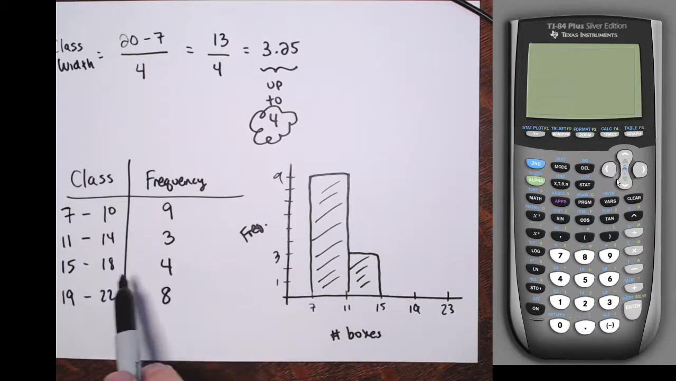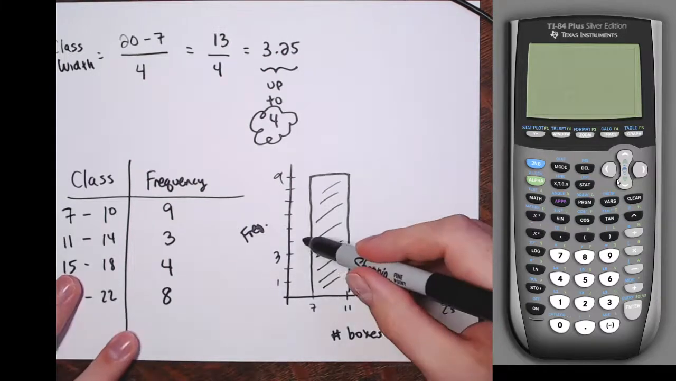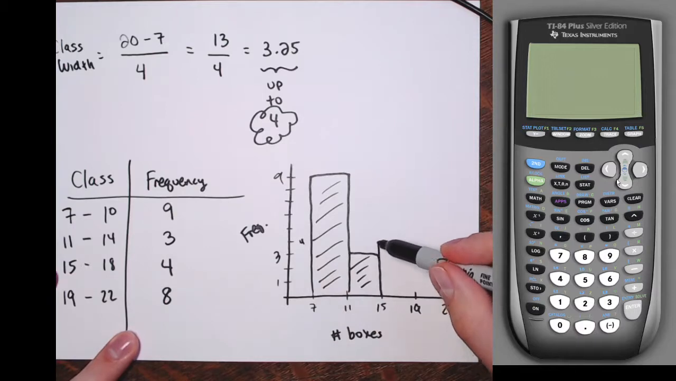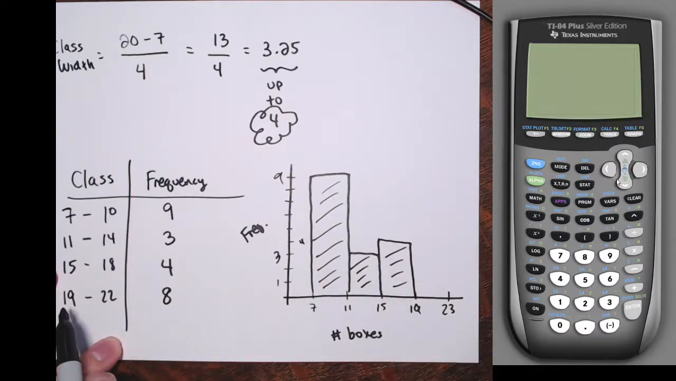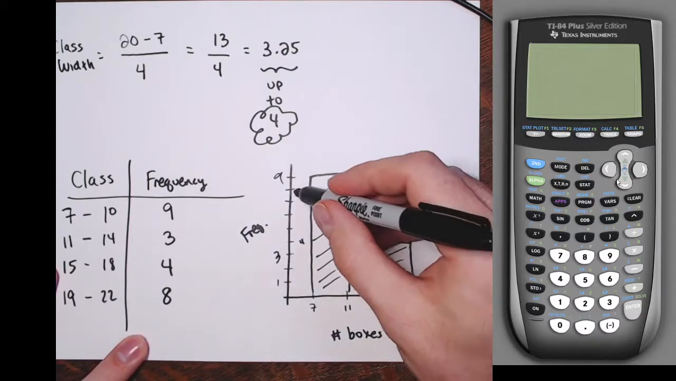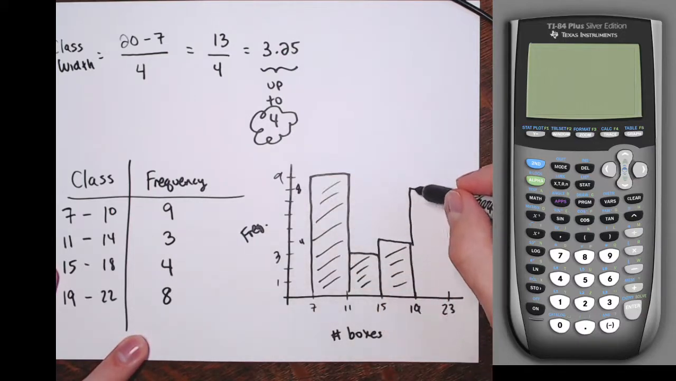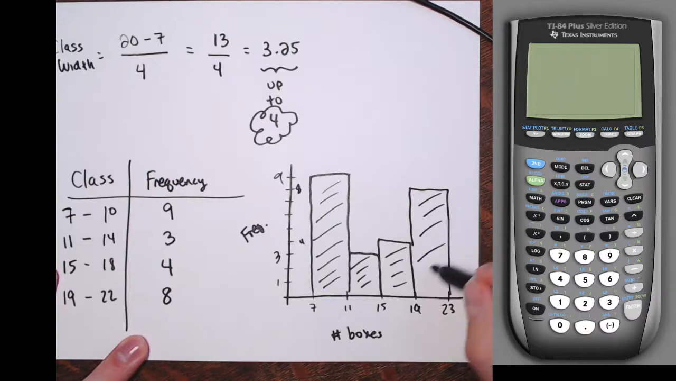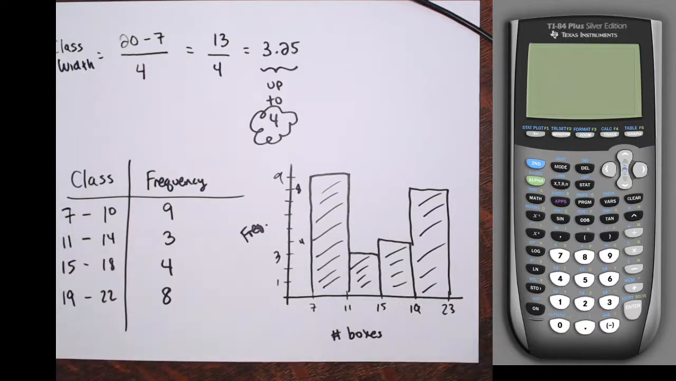There were 4 weeks where they ordered from 15 to 18 boxes. And then there were 8 weeks where they ordered from 19 to 22 boxes. So up to 8 here. So I'm just going to make this on the computer, right? When I'm moving my dots around.